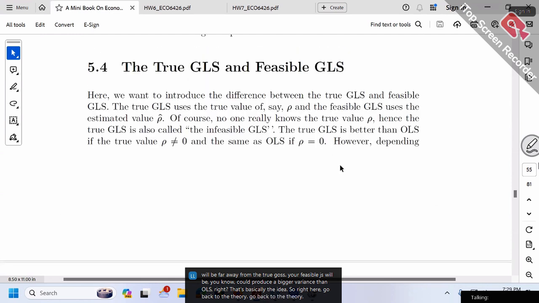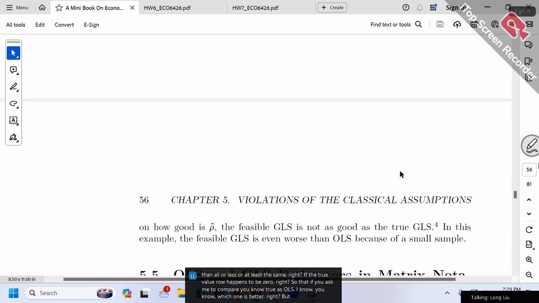So right here, go back to the theory. Let's read the example. True GLS uses the true value of rho. Feasible GLS uses a rho hat. So true GLS is always better than OLS, or at least the same, if the true value rho happens to be zero. If you ask me to compare true GLS versus OLS, I know which one is better. But in practice, we are always comparing feasible GLS and OLS. Then it depends on how close feasible GLS is to the true GLS. So hopefully your rho hat is close to the true value rho, and your sigma i square hat is close to the true value sigma i square. So that's basically the discussion.